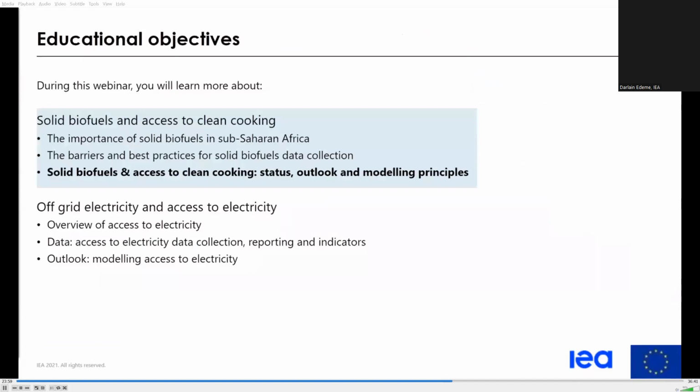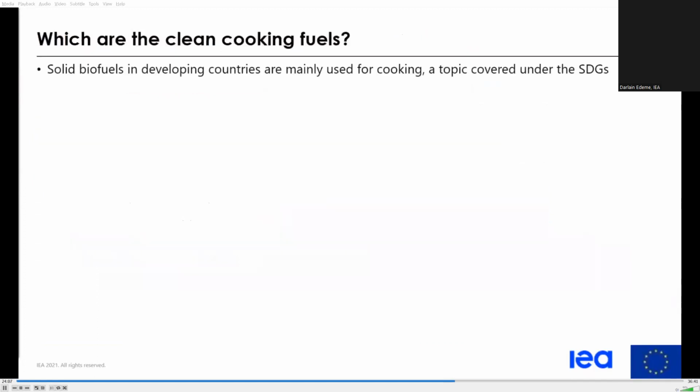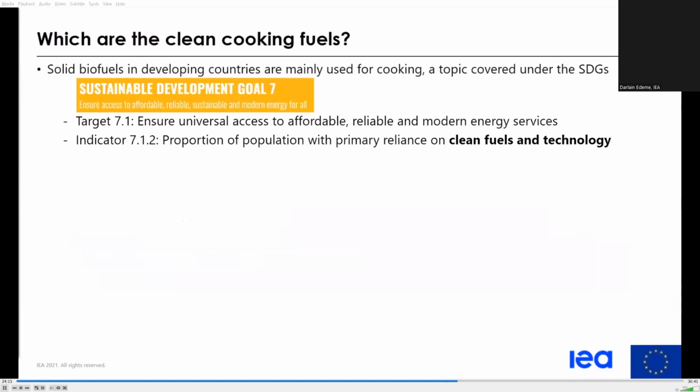Now we are going to deal with the last part of solid biofuels, and we will look at clean cooking status and modeling. Solid biofuels in developing countries are mainly used for cooking, a topic covered under Sustainable Development Goal 7. There is the first target, which is 7.1, that ensures universal access to affordable, reliable, and modern energy services. And we have the indicator 7.1.2, which is the proportion of population with primary reliance on clean fuels and technology.